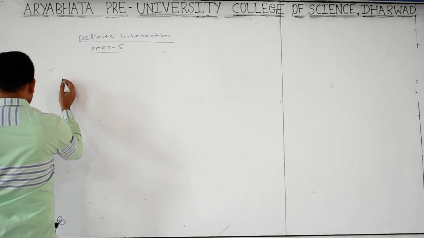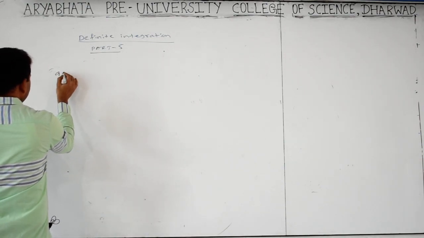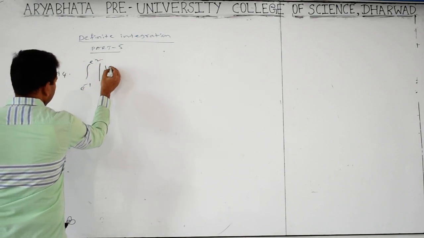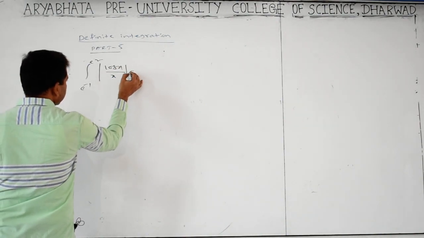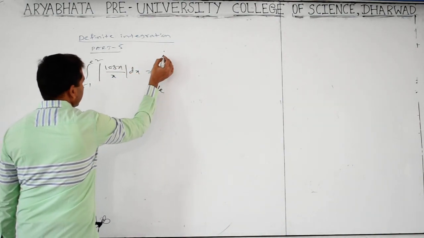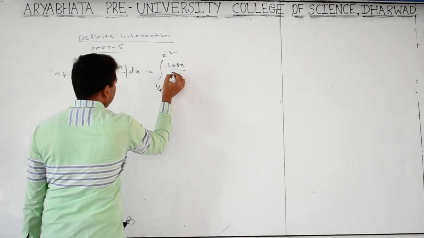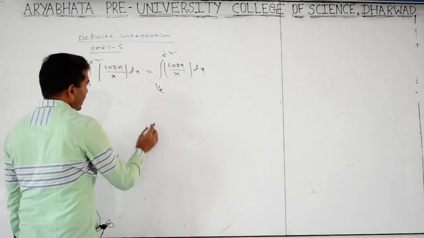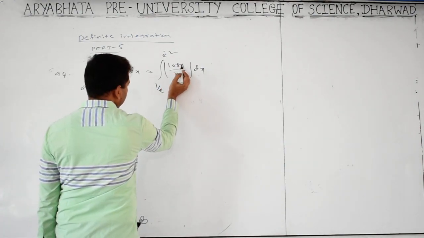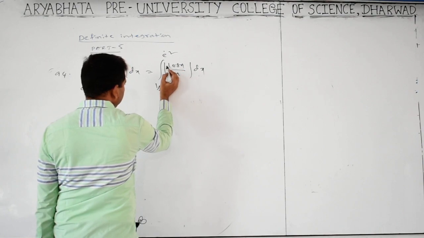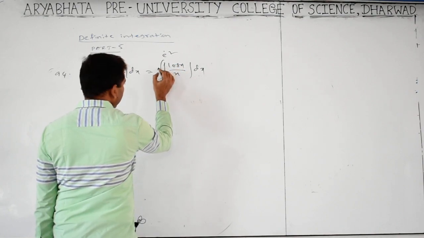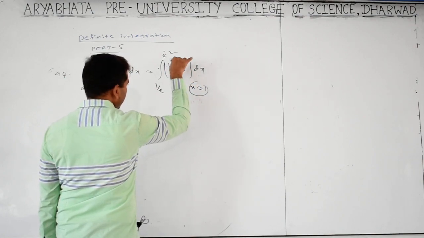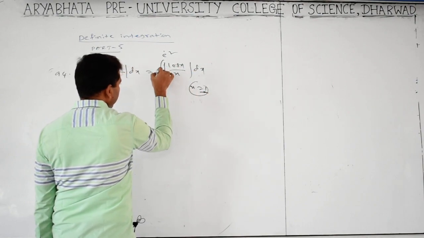Next one, 92, 93 are the same model. 94: integration of e power minus 1 to e square mod of log x by x dx. When you take x equal to 1 by e, e power minus 1 comes. When log x is equal to 0, if you put 1, log 1 is 0. That is the turning point. Is 1 in between? Yes.